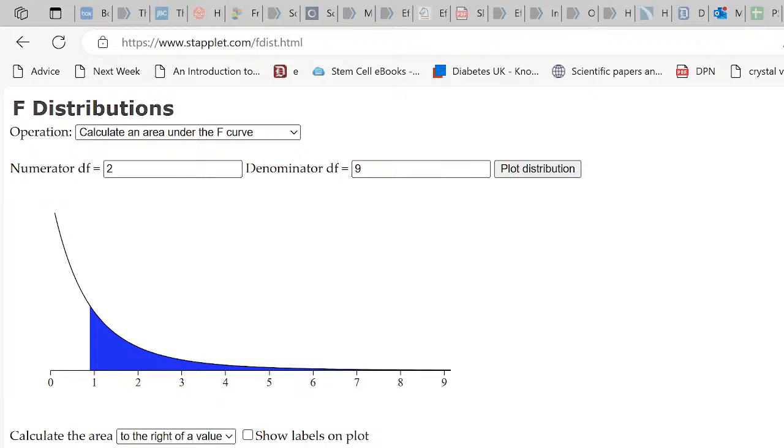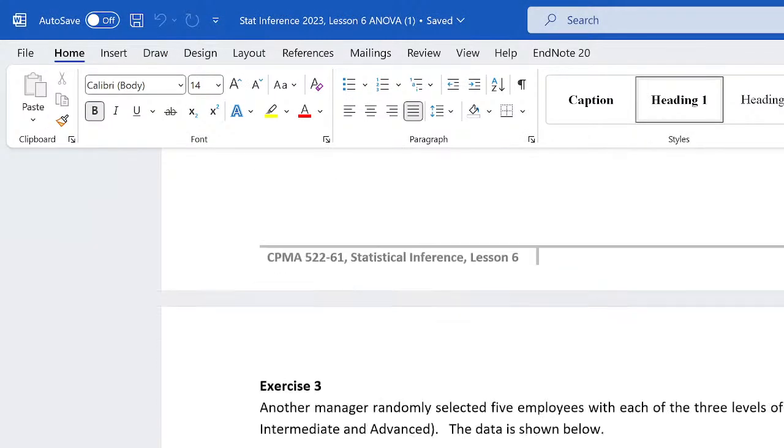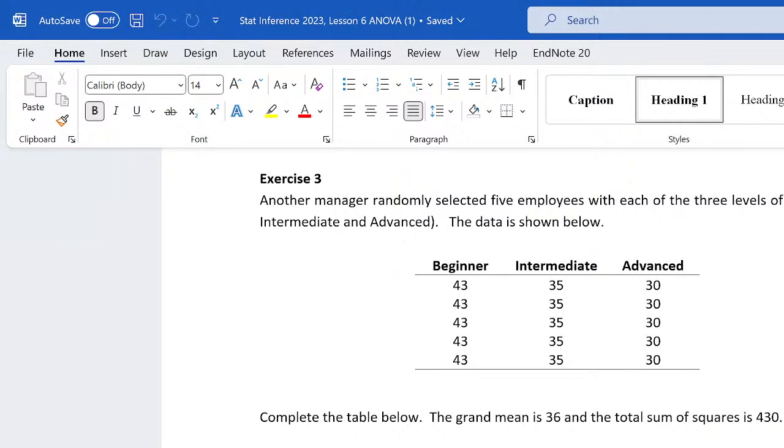Okay, but back to this one. Here's another example. Another manager. This one selected five employees from each of the 3 levels. Now look at his results. The teaching example. First off, there is no variation within the group. Beginner, they all scored the same. Intermediate, they all scored the same. Advanced, they all scored the same. Any differences you see lie between the groups.